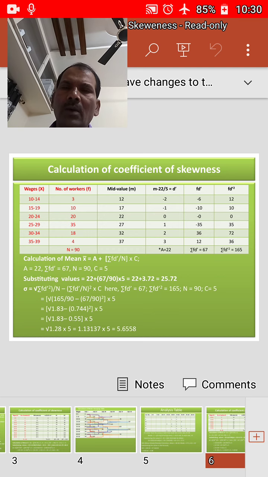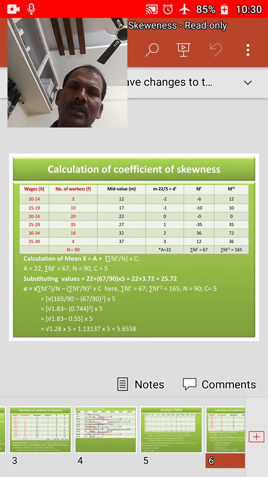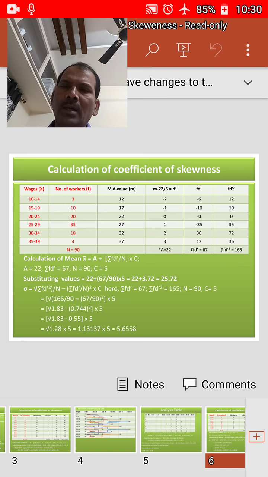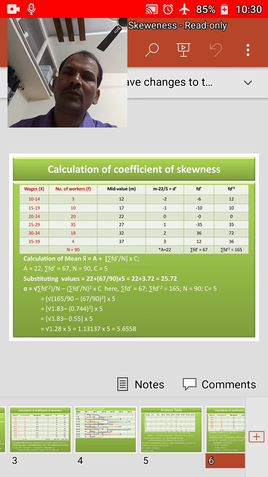Now we need to multiply these deviations with their corresponding frequencies, that is minus 2 into 3 you will get minus 6, minus 1 into 10 you will get minus 10, 0 into 20 you will get 0, 1 into 35, 35, 2 into 18, 36, 3 into 4, 12.